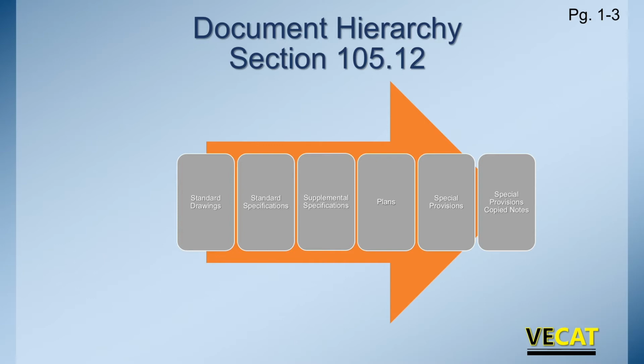On a project, there's a hierarchy. Hierarchy means what's the lowest priority to highest priority. So you have standard drawings. On the plant side, it doesn't really mean a whole lot to you because these are drawings on how you build things. What does matter are those standard specifications. So what is actually dictated to you through VDOT specs.